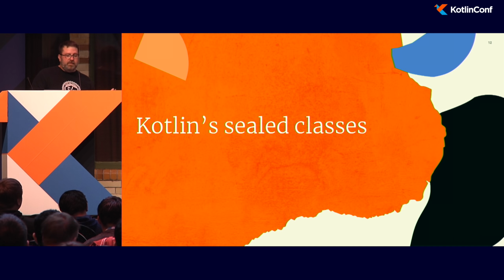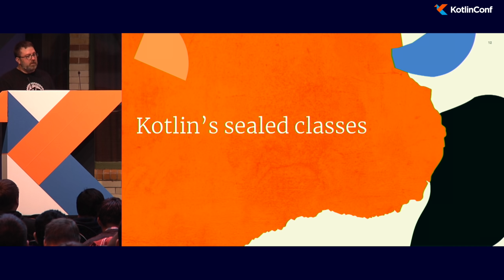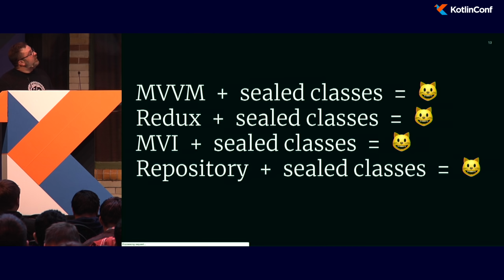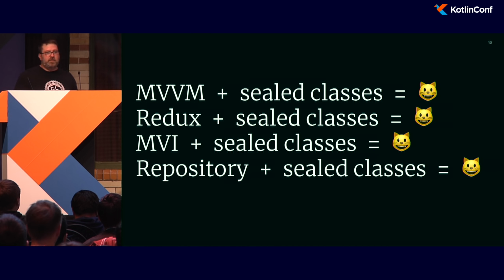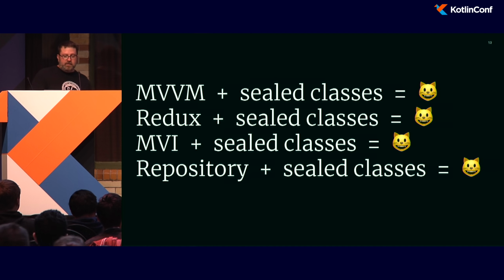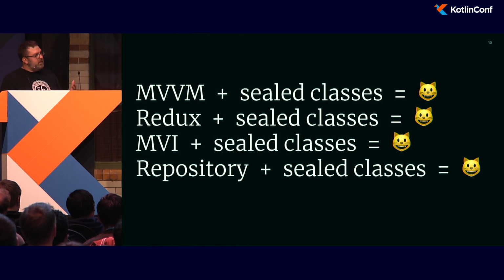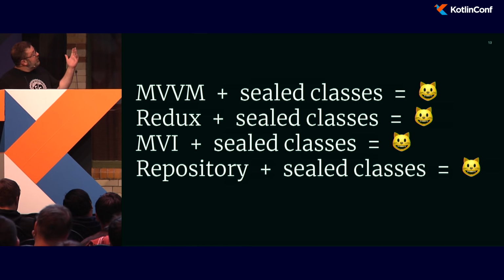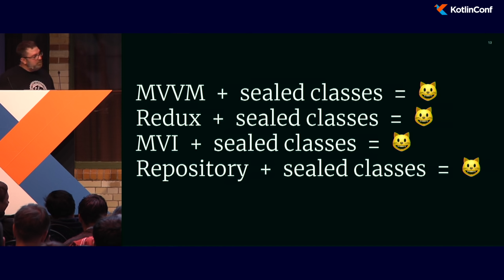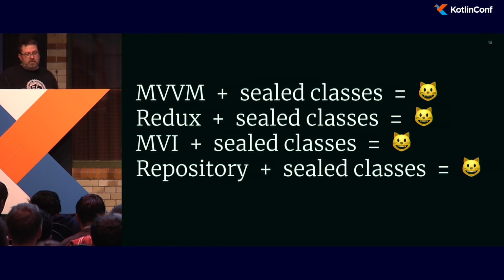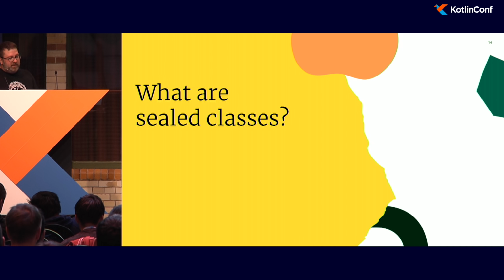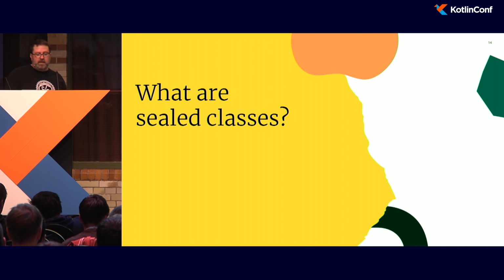But anyways, none of these techniques quite changed our world like Kotlin sealed classes. And the nice thing about Kotlin sealed classes is they work with any of these architectures. They just are a way of modeling state, and they help complement any of these architectures. And as you can see here, I've proved mathematically that when you add sealed classes to these architectures, you end up with cat emojis. So it's great. So what are sealed classes?